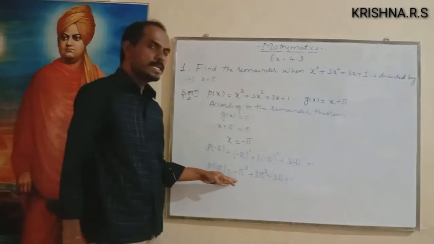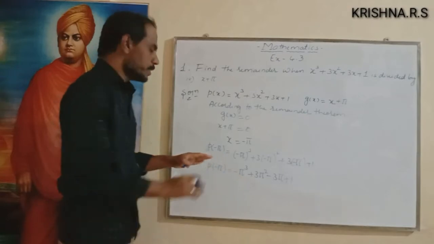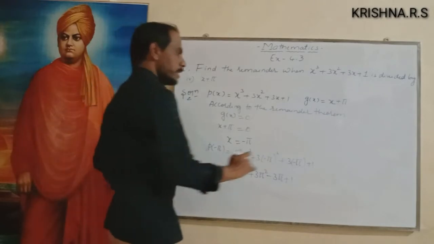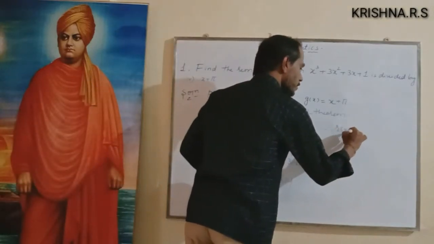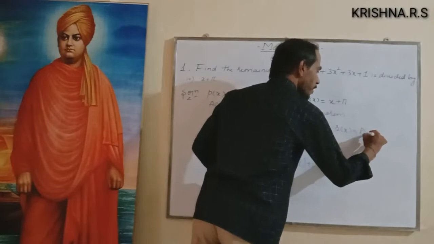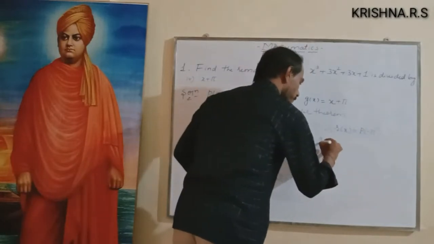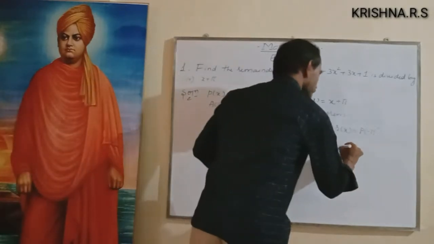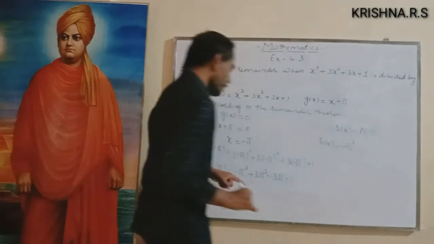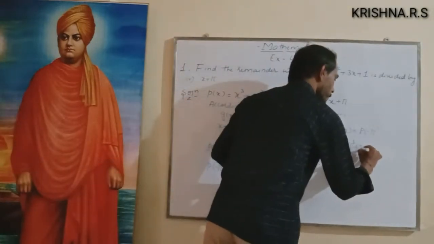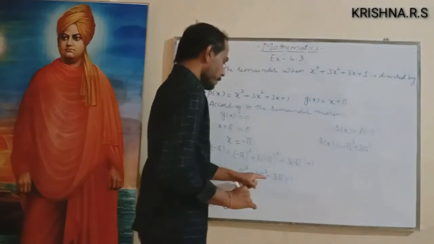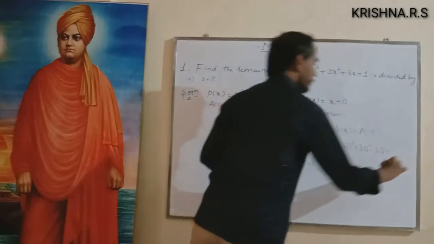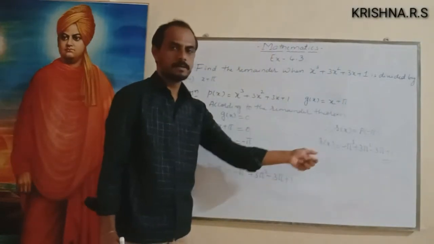Okay, see, the students here have not defined the pi value, so we should keep it this much only. This is the remainder, this is only the remainder. Therefore r of x is equal to what? p of minus pi. Okay, r of x is equal to this only we should write: minus pi cube plus 3 pi square minus 3 pi plus 1. I hope you understood this one.